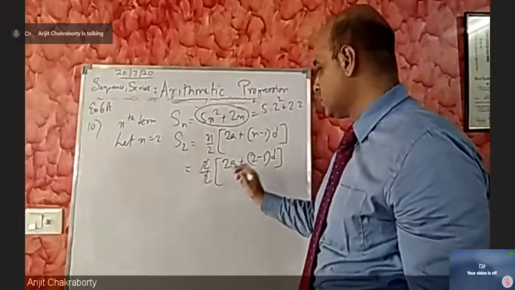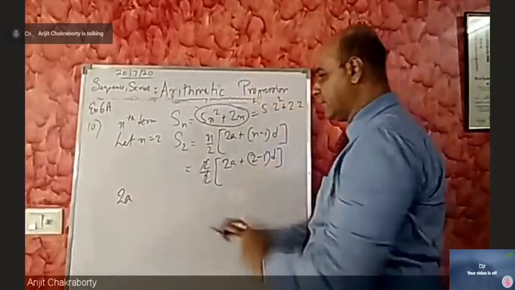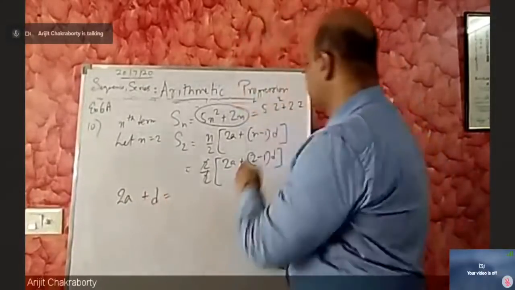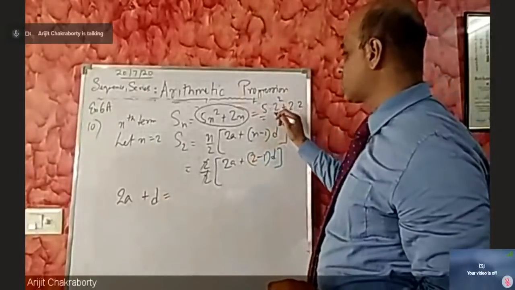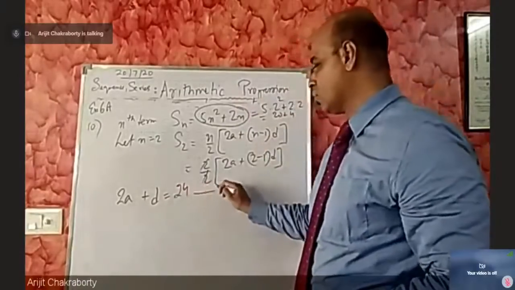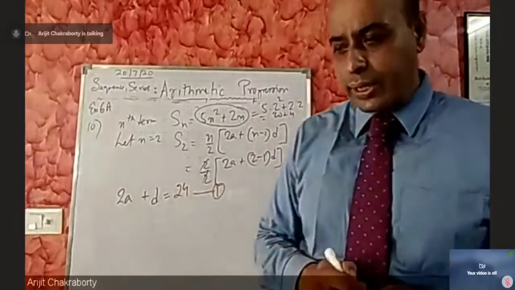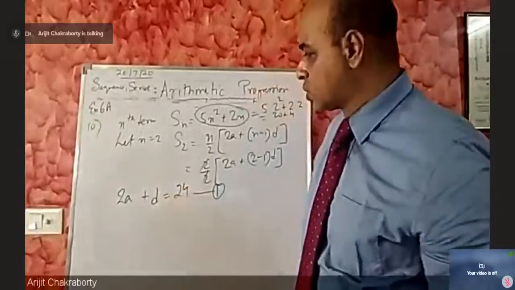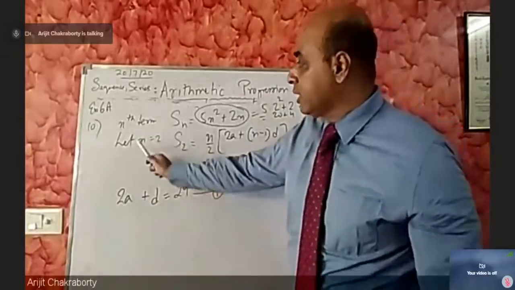So what happens if you simplify this? 2 by 2 is 1, so you have 2a plus d, because 2 minus 1 is 1. So 2a plus d is equal to 5 into 2 square. 2 square is 4, 4 5s are 20, plus 4 is 24. So we get an equation: 2a plus d equal to 24, where a is the first term and d is the common difference. How did we find this? By putting n equal to 2.